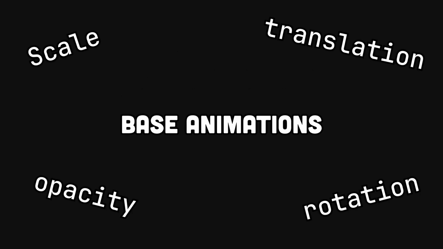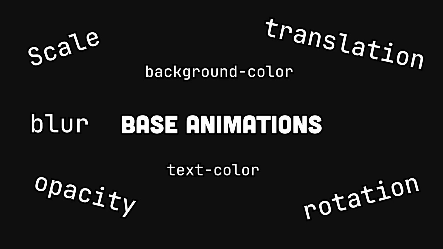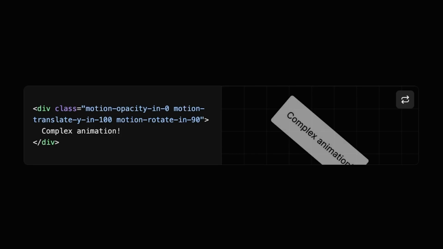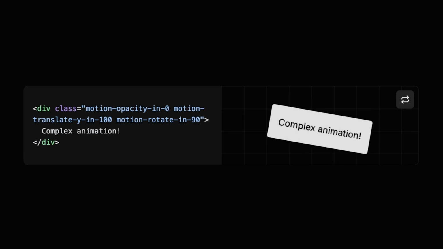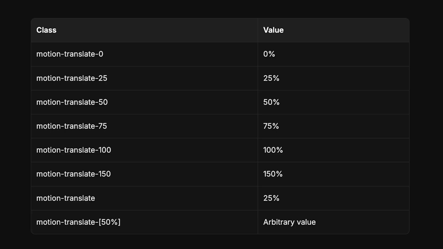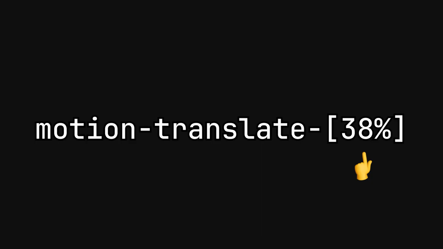Base animations let you modify scale, translation, opacity, rotation, blur, background color, text color, and grayscale. All the primitives you need to create something quite complex, whether it's an enter animation, an exit one, or a loop one. Like Tailwind, the library comes with some available values you can choose from. In Translate, it goes up to 150, but you can also use arbitrary values to get the animation just right.